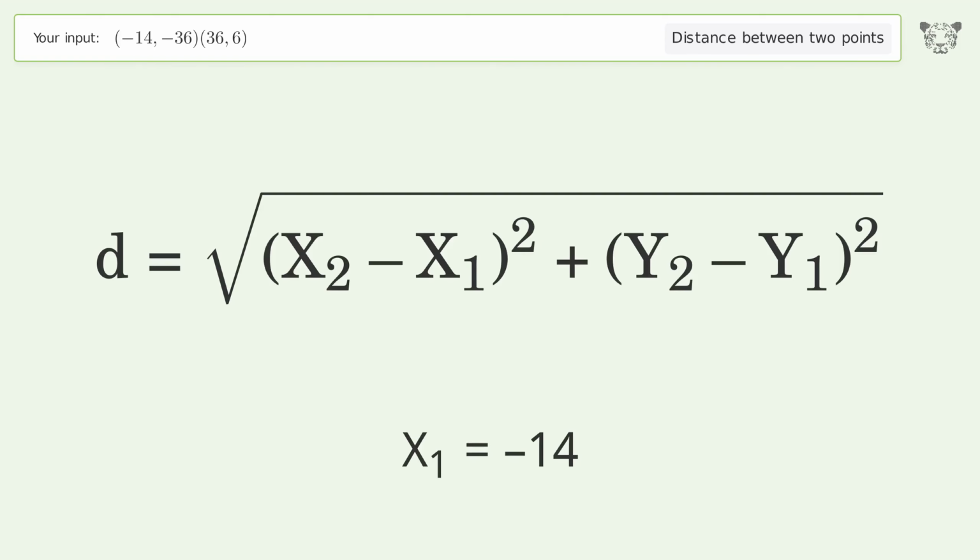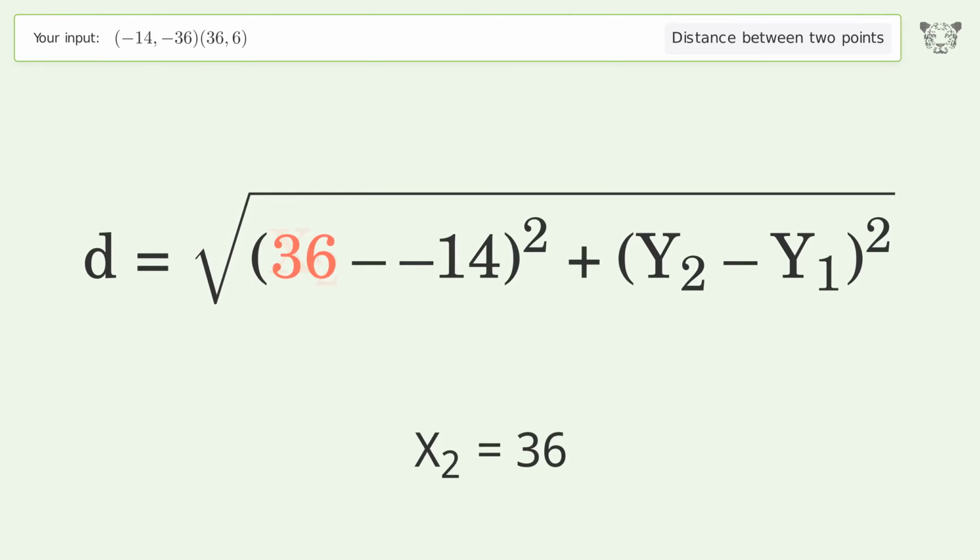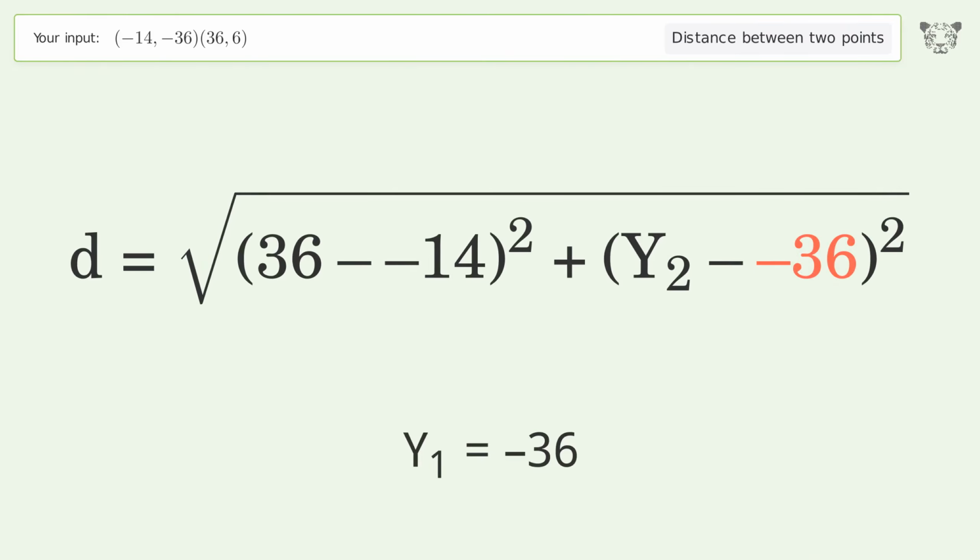x1 equals -14. x2 equals 36. y1 equals -36. y2 equals 6.